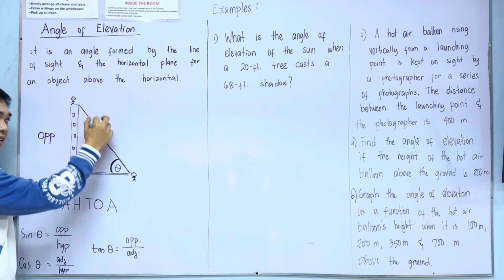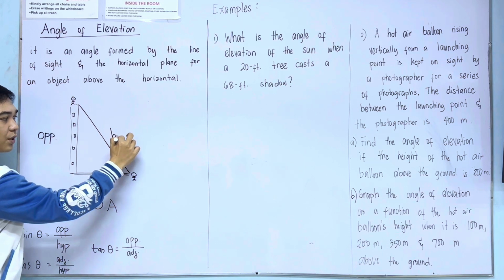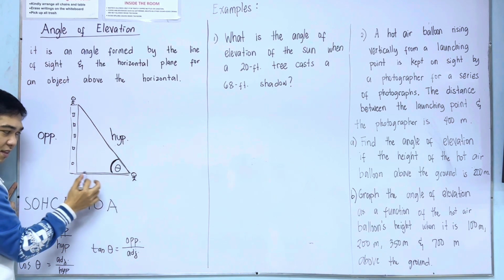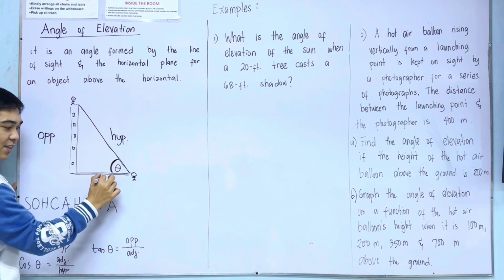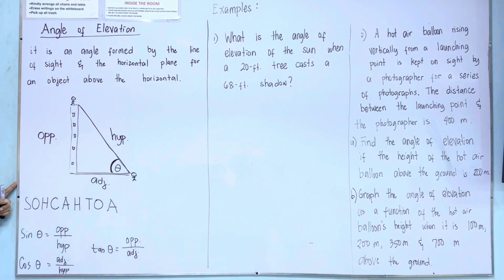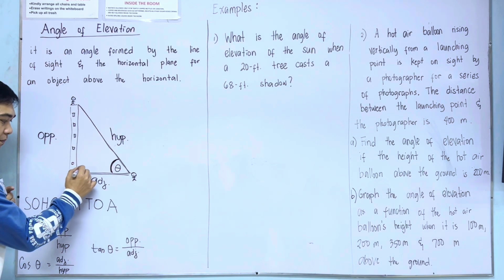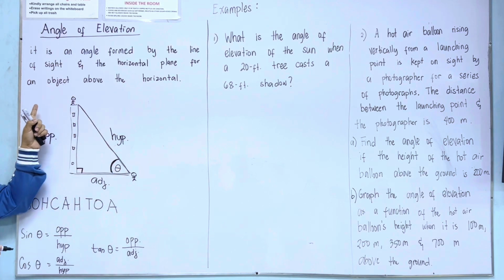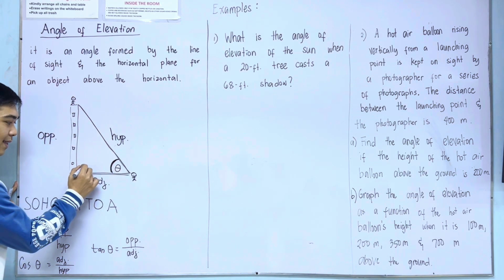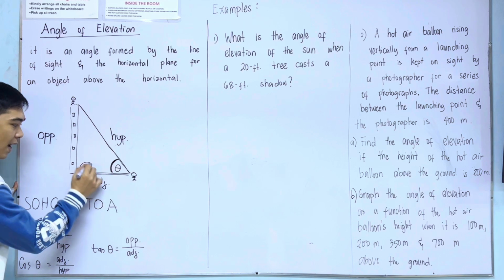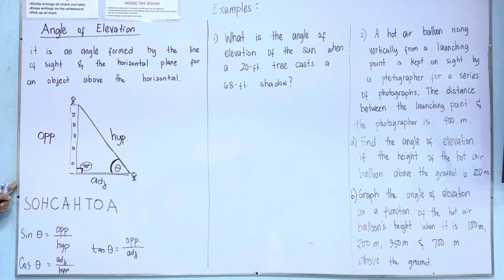Now, the longest side is the hypotenuse. And the remaining side is the adjacent. Para ma-apply natin si SOhCAHTOA, take note, only applicable si SOhCAHTOA sa right triangle na napo-form. Right triangle. So, meron dapat tayong 90 degrees palagi. To further understand, let's have example number 1.